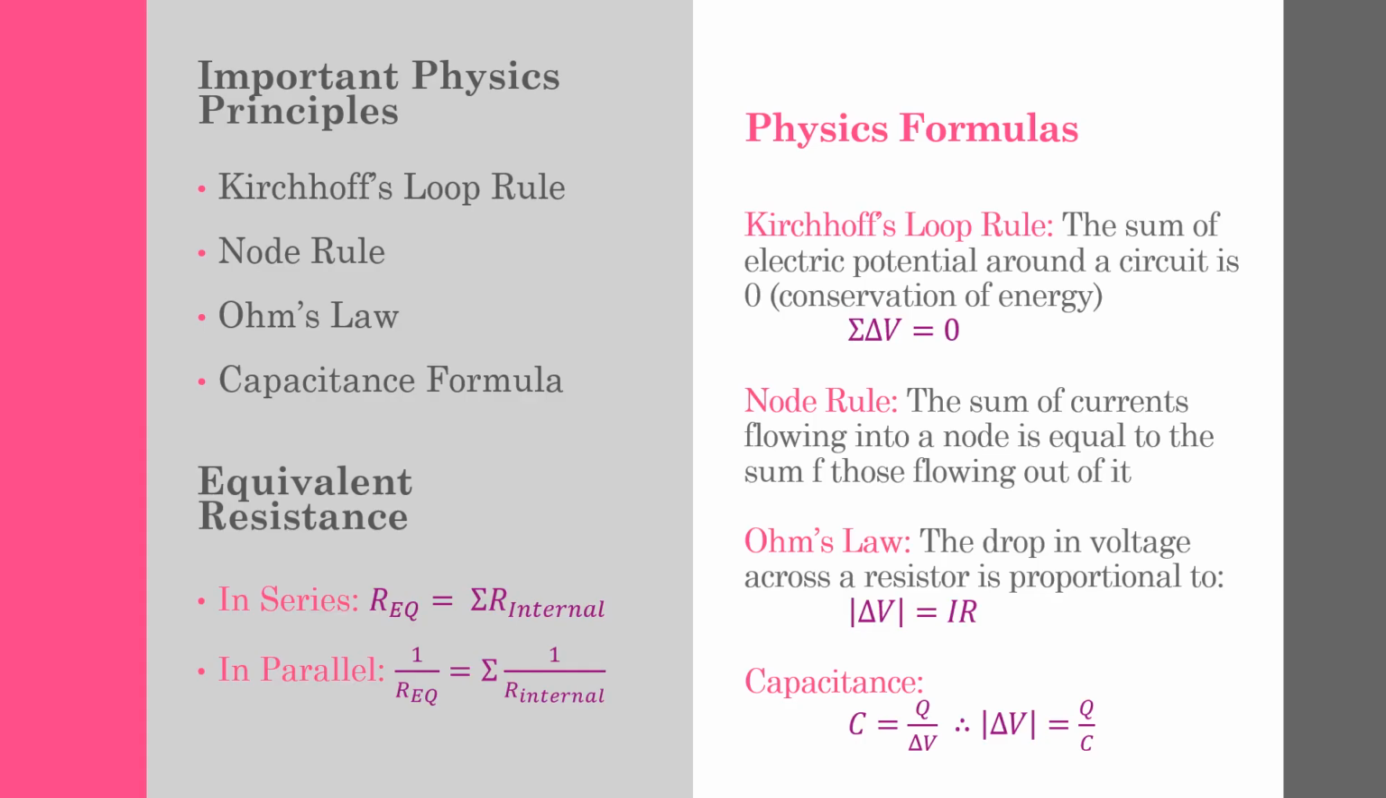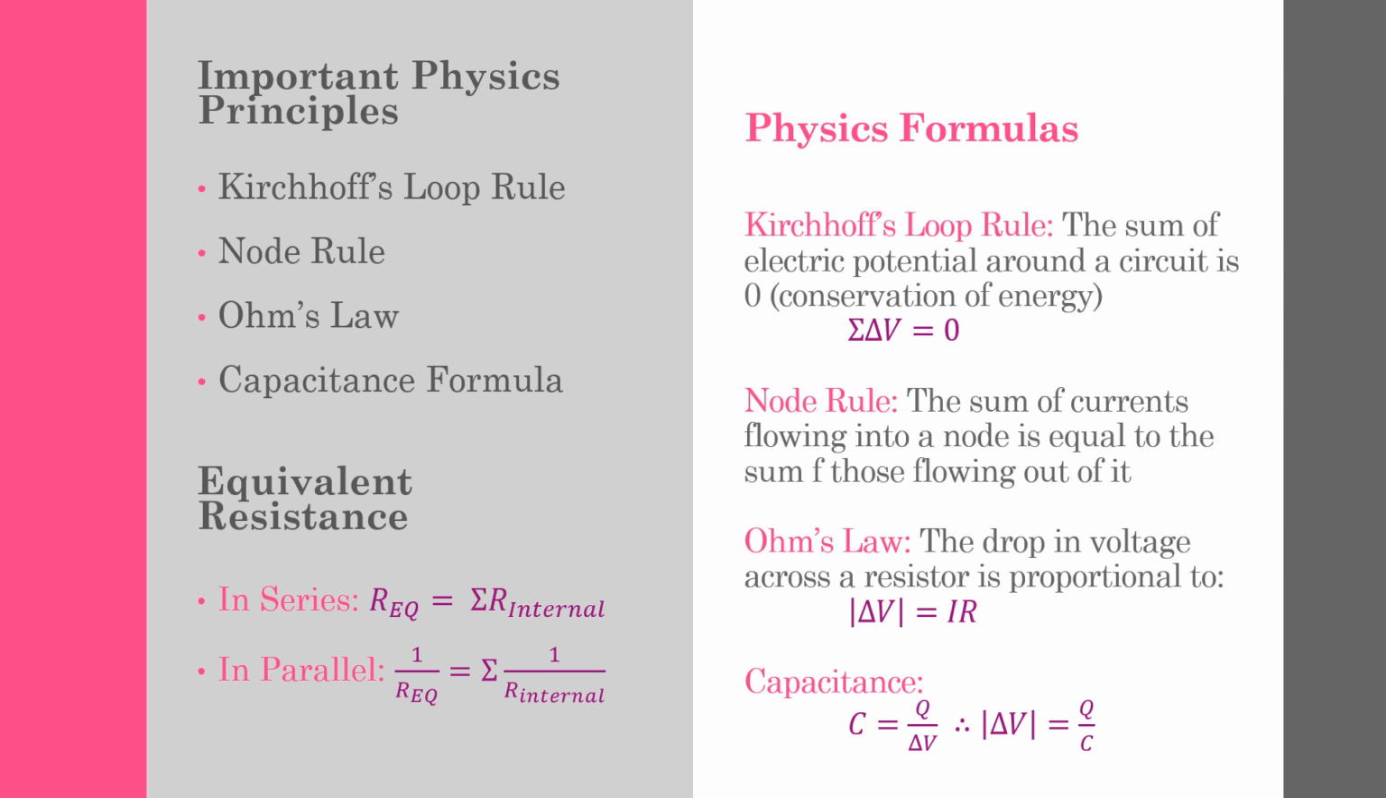Some important physics principles to understand for this lab are Kirchhoff's loop rule, which means that the sum of the electric potential around the circuit is zero, and this includes the conservation of energy. The node rule, which means that the sum of the currents flowing into a node is equal to the sum of those flowing out of it. Ohm's law, which is that the drop in voltage across a resistor is proportional to current times resistance, and the capacitance formula, which is C equals charge over the change in potential difference.